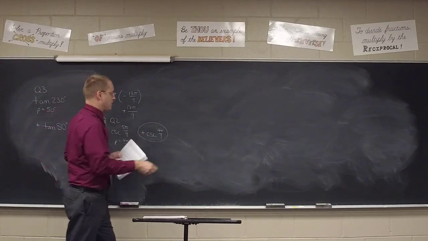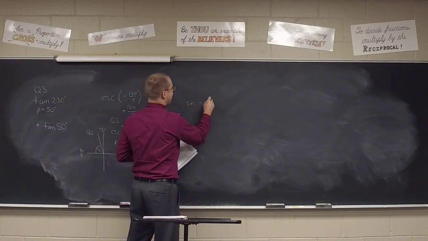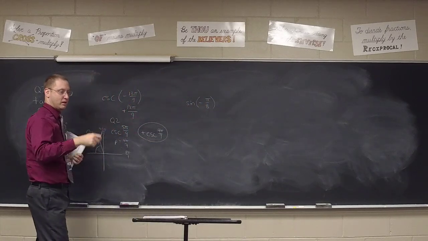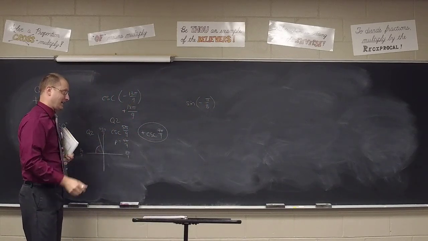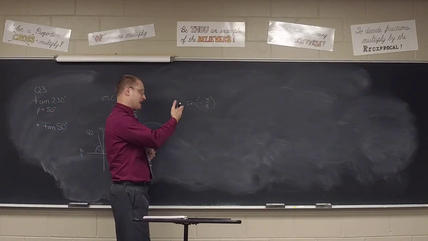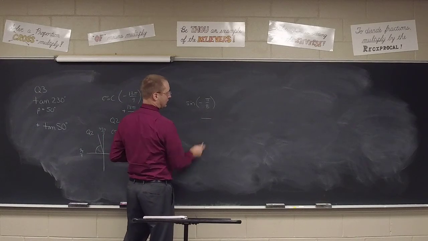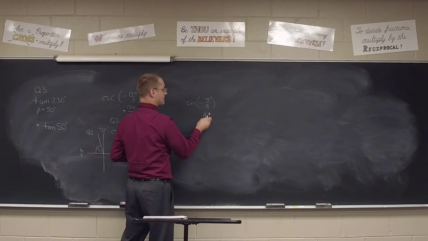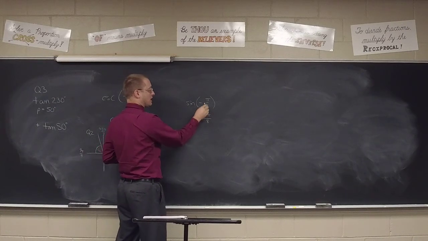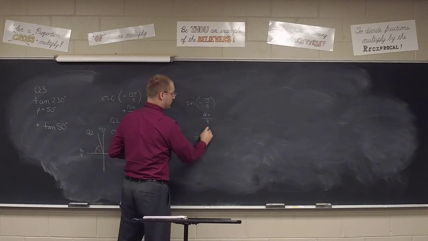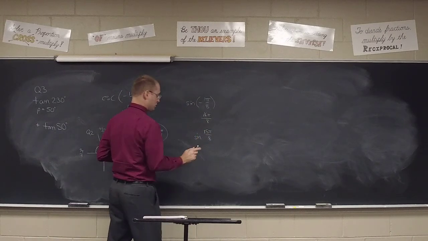On number 3, they start us off with the sine of negative pi over 8. But once again, we've got a negative angle. What do I do with negative angles? Make it positive by adding 2 pi. Normally 360, in this case 2 pi, but how is my 2 pi going to look? Positive 16 pi over 8. We're going to add 16 pi over 8 to negative 1 pi over 8, and that's going to give me the sine of 15 pi over 8. Now it's between 0 and 2 pi.